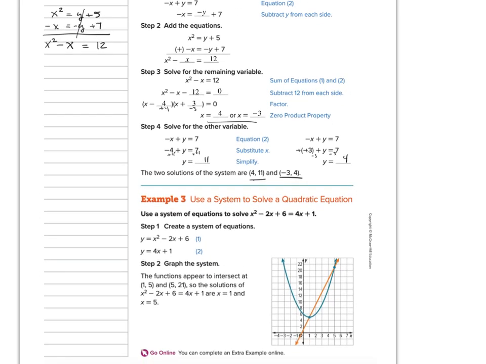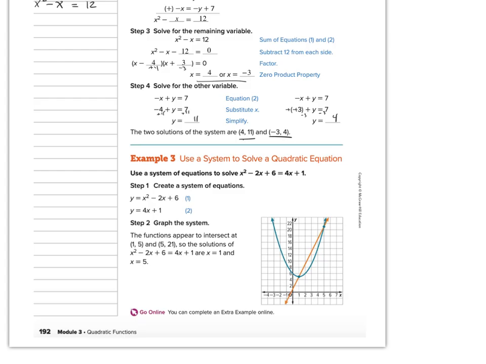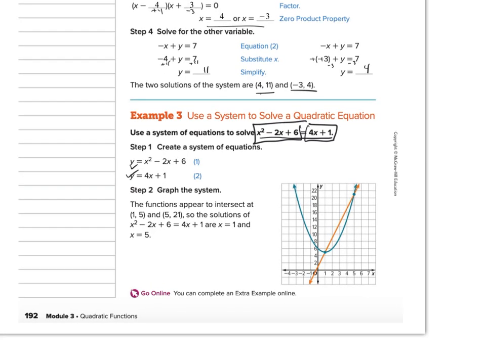So solving this system now, creating a system and understanding that we have this equation. There's two different ways to do this, but the way they're talking about here is I'm going to take this portion of the equation and make it equal to y, and then take this portion of the equation and make it equal to y, and now I can do exactly the same thing that I did up above, okay? Create the system, then graph the system.